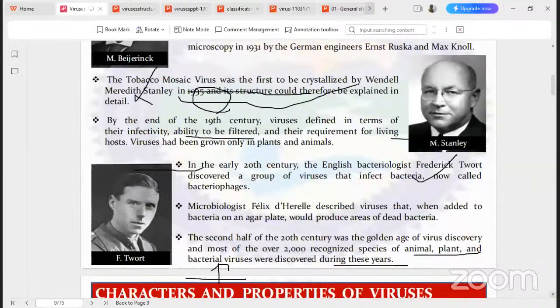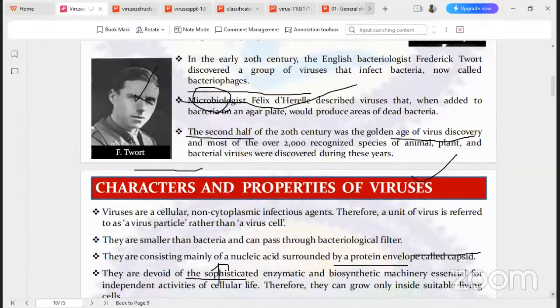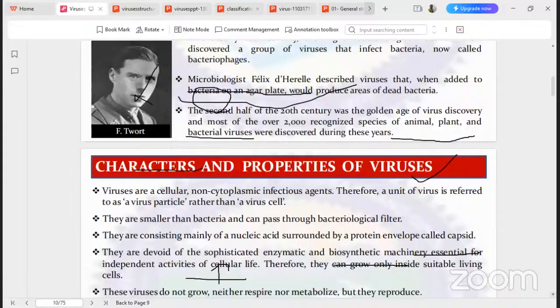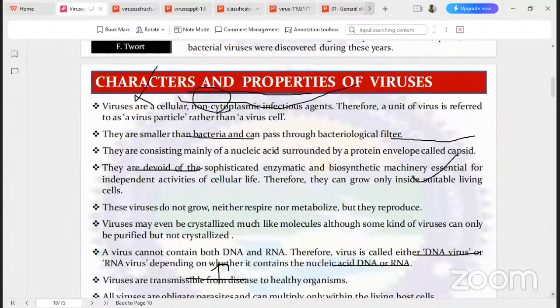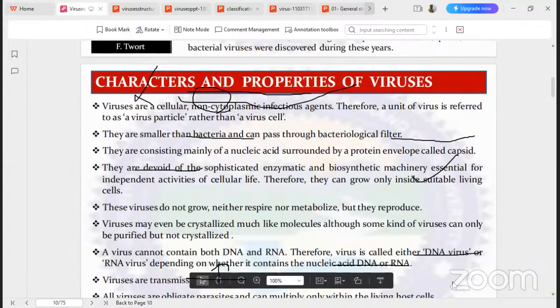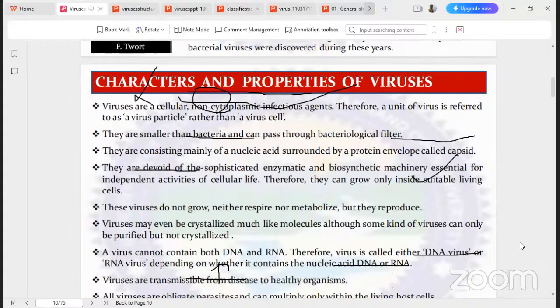More than 2,000 varieties of viruses which cause disease to animals, plants and human beings have been identified. I already told you all these characteristics. They are acellular, non-cytoplasmic infectious agents; there are no cytoplasmic cell organelles. Virus is nothing but nucleoprotein. These are all much smaller than the smallest bacteria. Virus may be crystallized, first crystallized by Stanley.